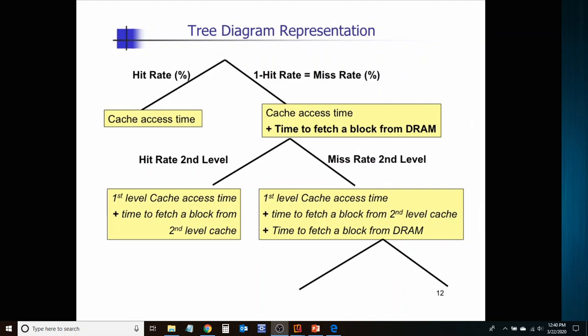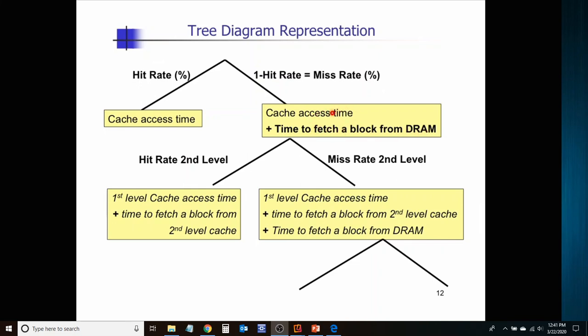Now let's take a look at some hit rate and miss rate and how much time you are going to have to spend in accessing a word or a block. So let's see. If the CPU is looking for something in the cache, depending on what the hit rate is, for good amount of time it is going to be able to find it in the cache, and we'll have to include the cache access time as the total access time in that case. Or if we have a miss in the cache, we will have to look at the cache access time and add the time to fetch the block from the dynamic RAM to this.